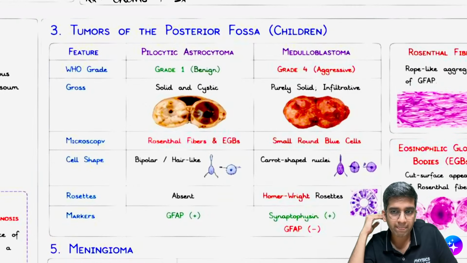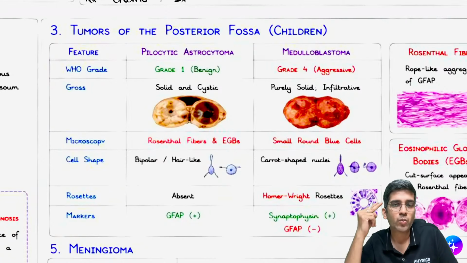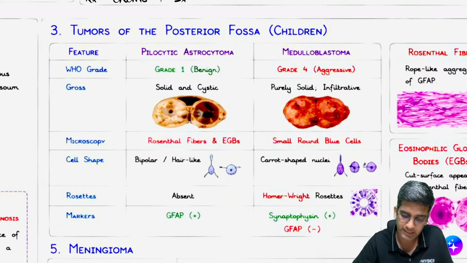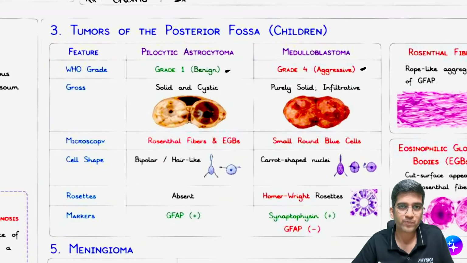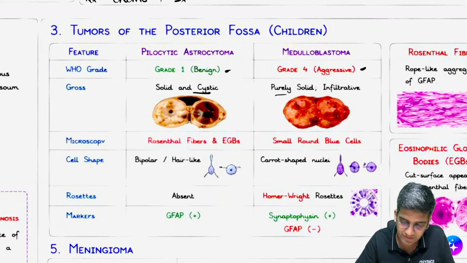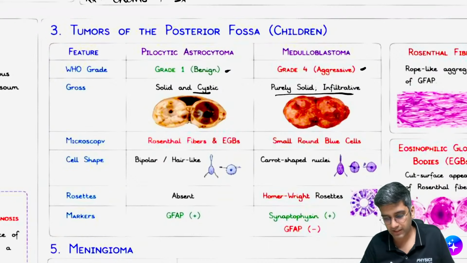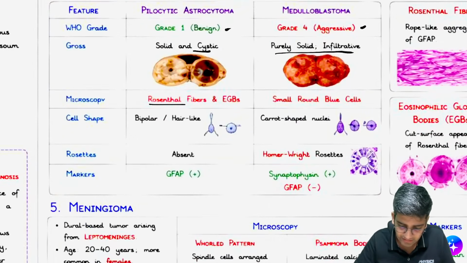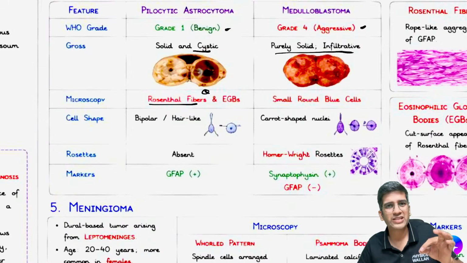In the cerebellum, yes, Raviraj, we have two tumors. One is pilocytic astrocytoma. The other one is medulloblastoma. Right? One is grade 1, one is grade 4. Pilocytic is solid and cystic. Medulloblastoma is an extremely solid infiltrative mass. Fine. You have Rosenthal fibers in pilocytic astrocytoma. This can come in a 1 mark question, which is nothing but GFAP extension, glial fibrillary acidic protein.